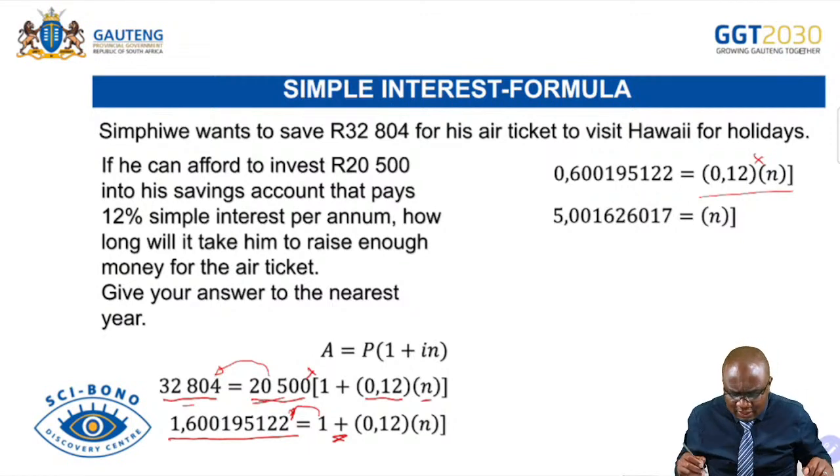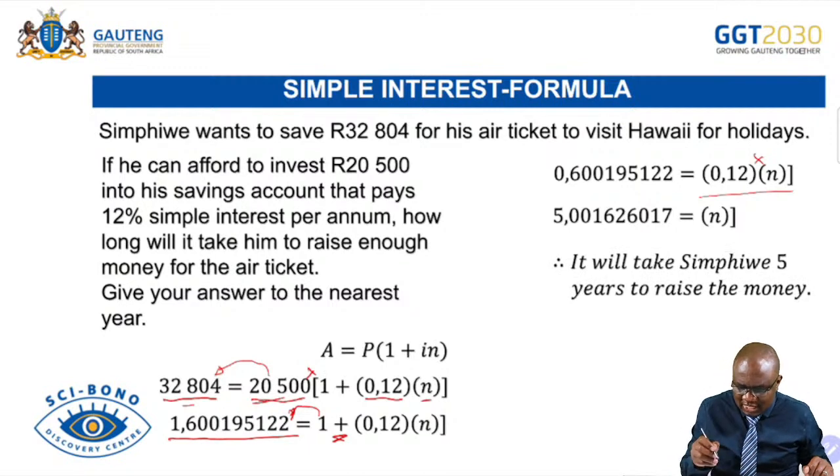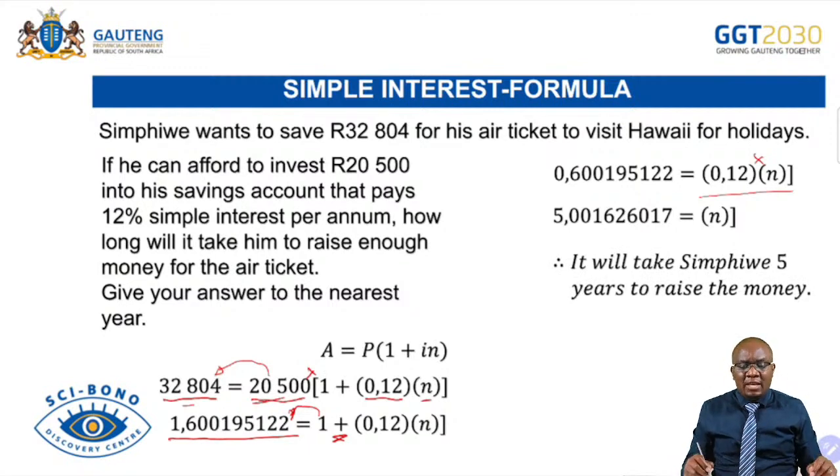Okay, right now, and then what is N? It will take Simpiwe roughly 5 years to raise the money. We've answered the question. When you're not told, even if you read the instructions of the paper, when rounding off the final answer, round it off to 2 decimal places. It means there must be 2 numbers after the comma.